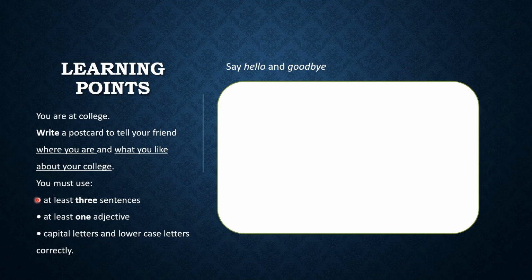Remember also that you must use at least 3 sentences, at least 1 adjective, as well as capital letters and lowercase letters correctly. Now before we start any of this, what we need to do in any text, should it be, as in this example, a postcard, a letter, an email, a note, we have to say hello to our friend. So we'd have to say something like, "Hi, Sam." Also, we would have to say goodbye as well. So we would maybe say something like, "See you later, Anna."